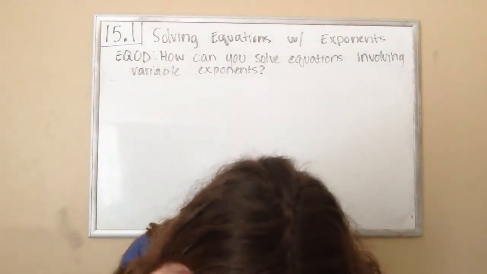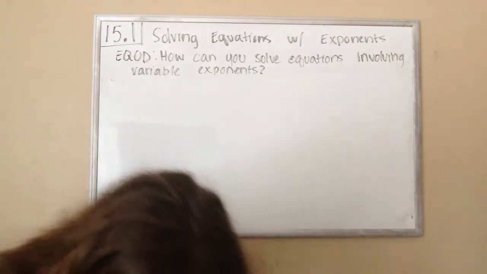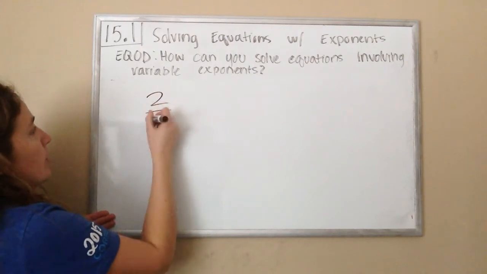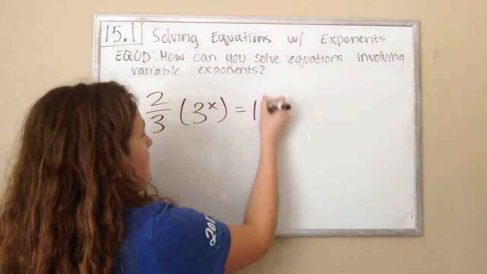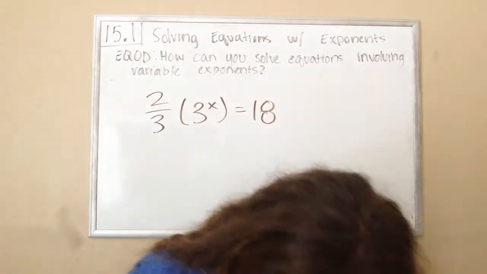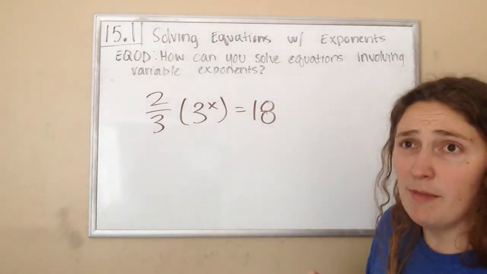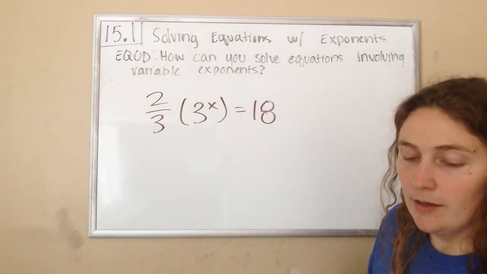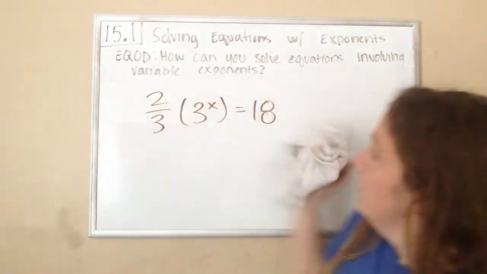Okay, couple more. Actually, I want you to do this one on your own. So 2 over 3 times 3 to the x equals 18. Okay, do that one on your own on the left-hand side, and then pause the video, come back when you're done. Alright, so you're back with me. You should have already solved this. You should know what x equals.